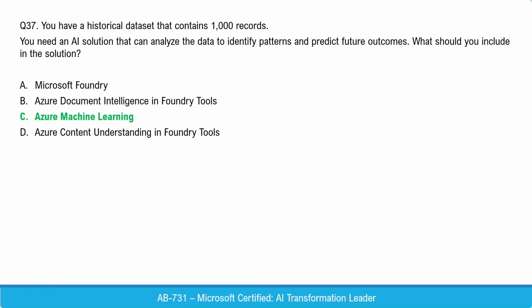Now let's take a look at the options. Option A, Microsoft Foundry is a platform that helps you manage and build AI solutions, but it is not specifically used for training predictive models. Option B, Azure Document Intelligence is used for extracting structured data from documents like invoices or forms. It does not perform predictive analysis. And option D, Azure Content Understanding focuses on analyzing and interpreting content, not predicting future outcomes. So when the requirement is pattern analysis and prediction, the correct choice is Azure Machine Learning. That's why the correct answer is option C.